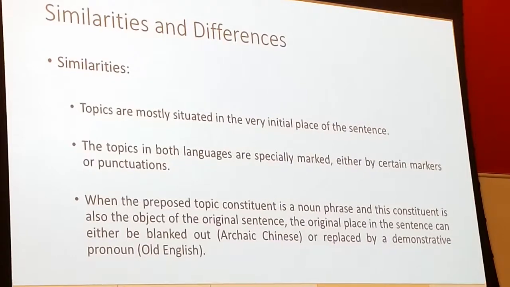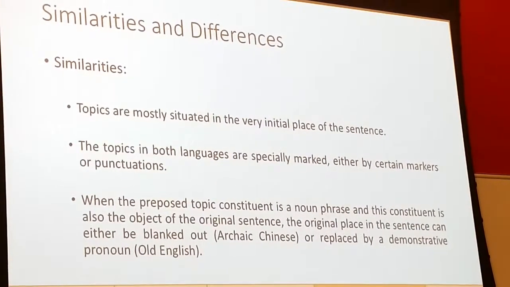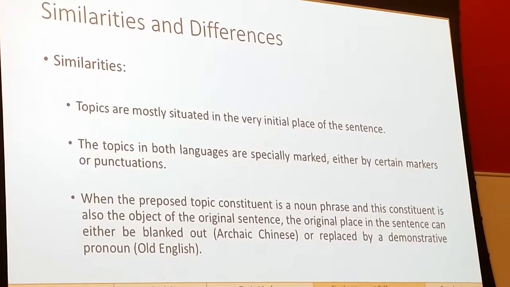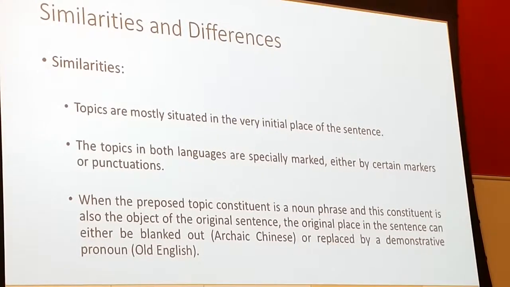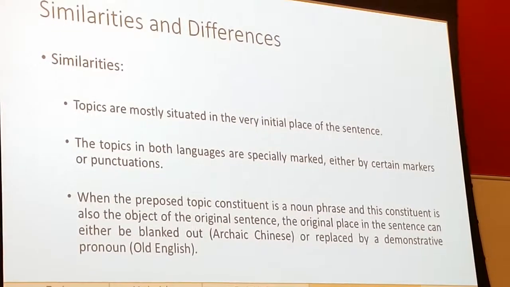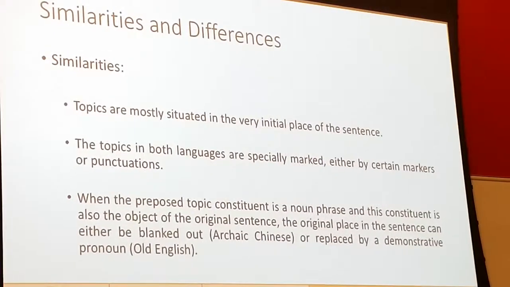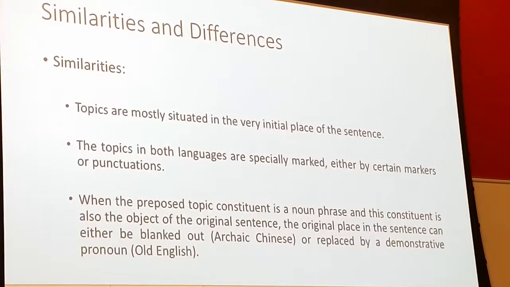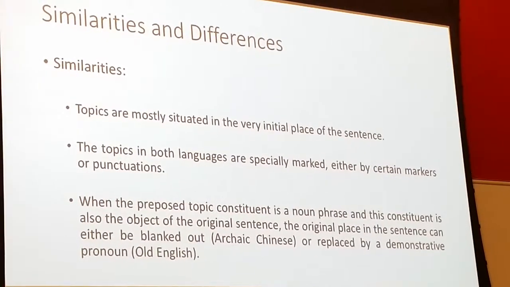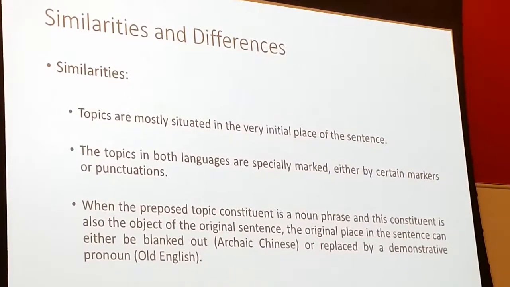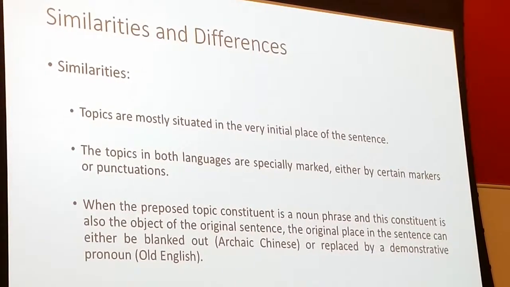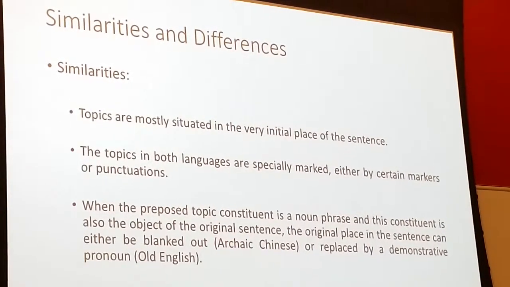So the third similarity I found is that when the proposed topic constituent is a noun phrase, and this constituent is also the object of the original sentence, its original place in the sentence can either be blanked out or replaced by a demonstrative pronoun. You may ask whether this seems like a difference between Old English and Archaic Chinese, so why am I putting it here? Because of the first sentence: they are always the object of the original sentence.